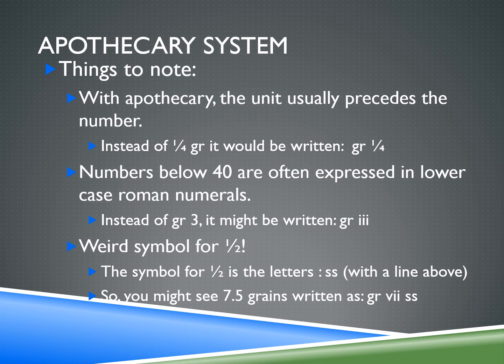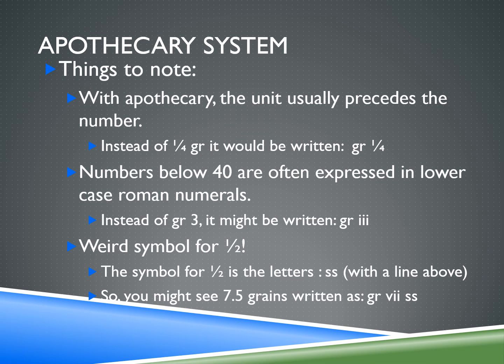All right, before I give you the summary slide for apothecary, there's a couple of pieces of weirdness that I need to acquaint you with. In the apothecary system, most of the time when you see it written out, you're going to see that the unit actually precedes the number. So in metric, we write 10 milligrams, 10, and then mg following it. But with apothecary, instead of 1/4 of a grain, it's going to be written grains 1/4, or grains 10 instead of 10 grains. It's just a little bit of weirdness, but you've got to be able to recognize that.